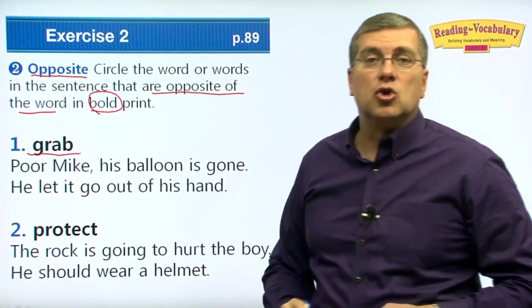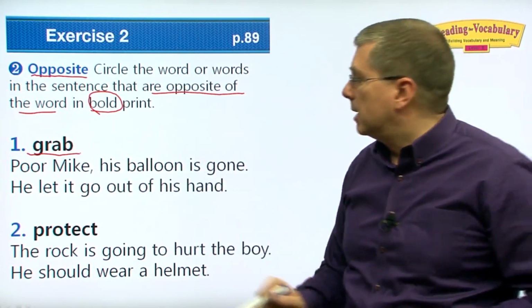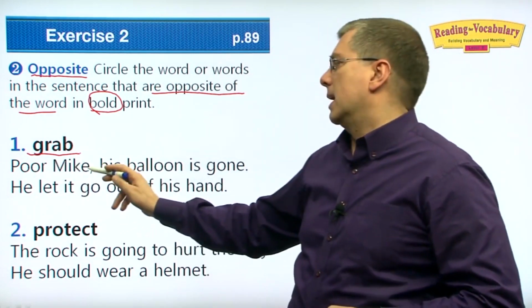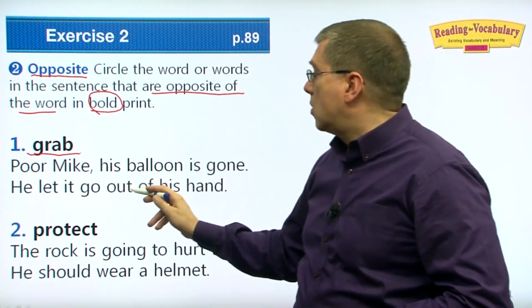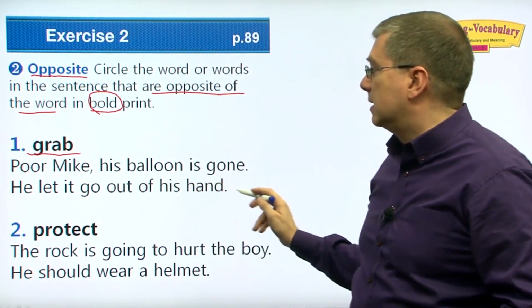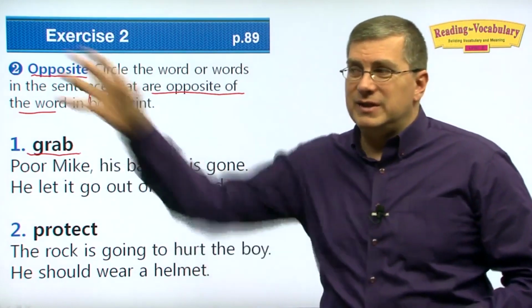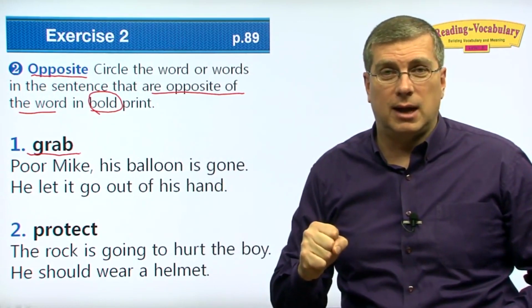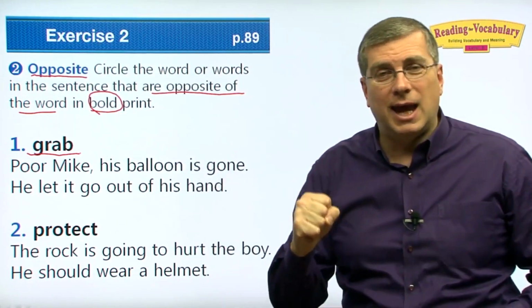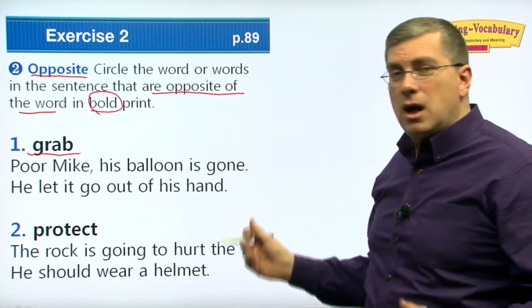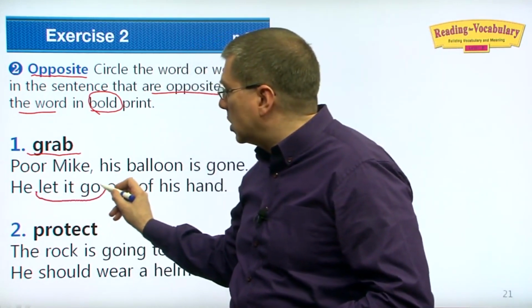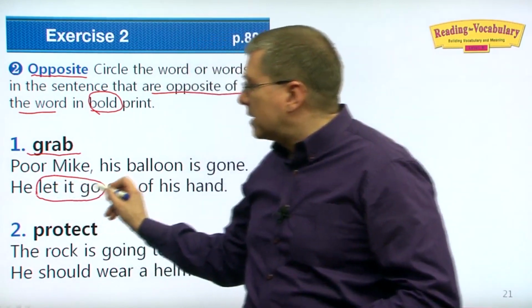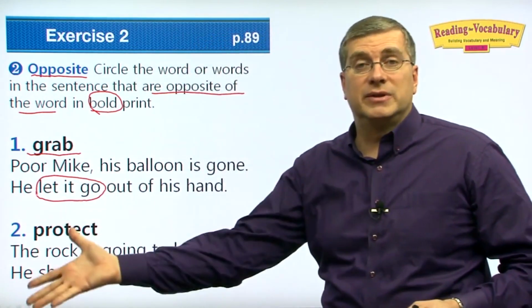Our word here is grab. Number 1 is grab. So our sentence is, poor Mike, his balloon is gone. He let it go out of his hand. So remember, grab is to take and hold in your hand, right? What's the opposite? The opposite is here. He let it go. If you let something go, that's the opposite of grab.